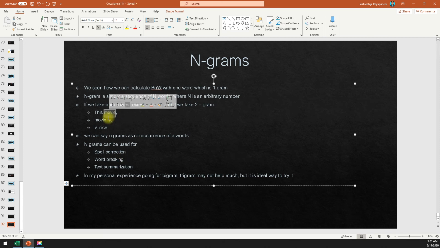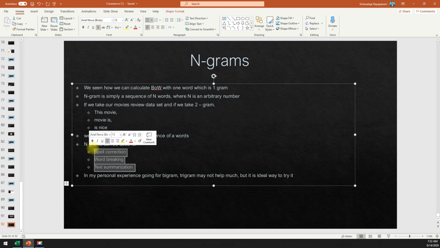Now you see movie is with the word this and also with the word is. And is is with the word movie and also with the word nice, and that's the co-occurrence of words. So n-grams can be used for spell correction, word breaking, text summarization. Don't worry if you are not able to correlate how we can use n-grams in these different contexts. In our upcoming videos, we'll discuss more about those. But you can understand that n-grams is nothing but the co-occurrence of words.